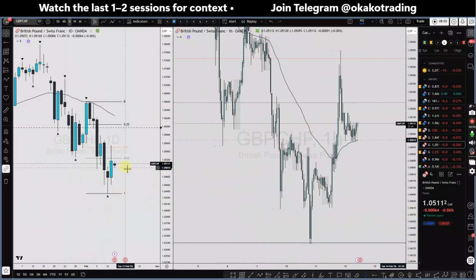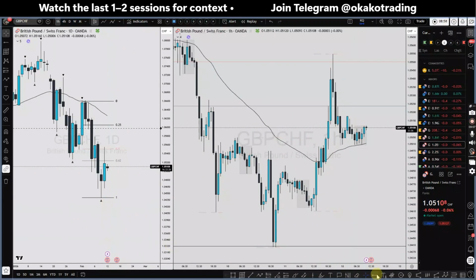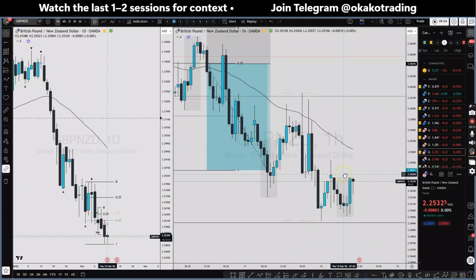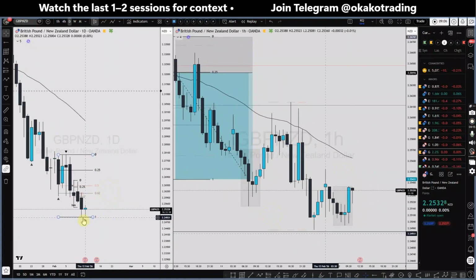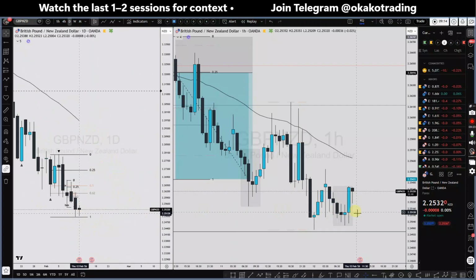GBP CHF, we are dropping from the 38.2. We can target towards this low, but there is nothing clean right now. GBP NZD, we will be waiting for a deeper correction towards 38.2. The price is currently in a discounted range in a bearish market, so definitely not a good idea to look for shorts.